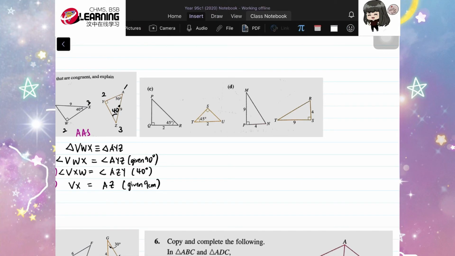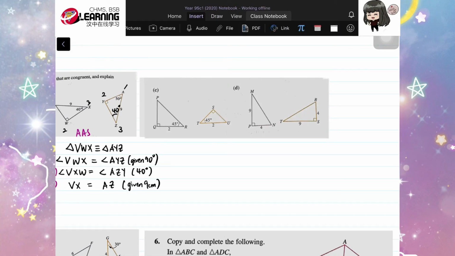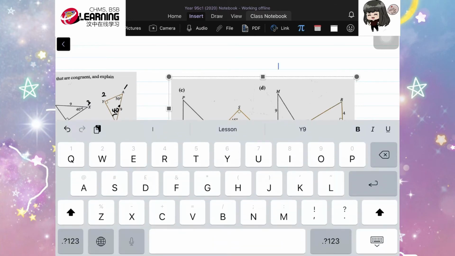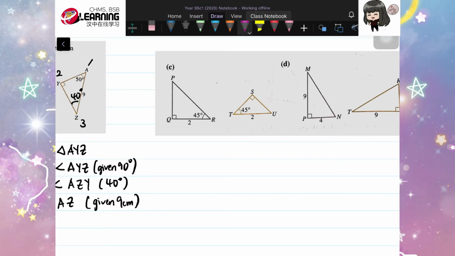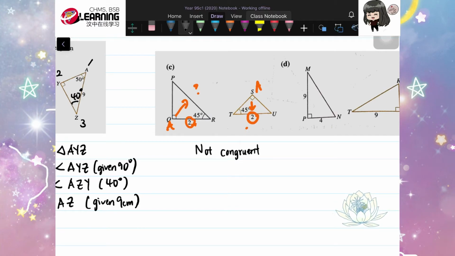Okay, let's look at parts C and D. So part C, what do you think it is? Angle is given. This is a right angle, so angle, R, right angle. But the hypotenuse is not given here, while the hypotenuse is given here. This is the hypotenuse, but this is a side. They are different, right? So it's not congruent. It's obviously not congruent.